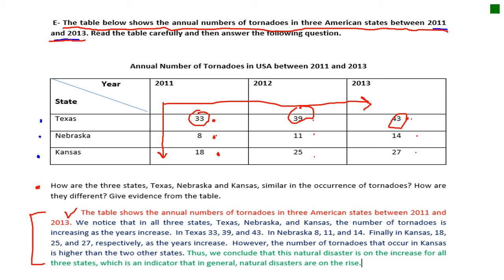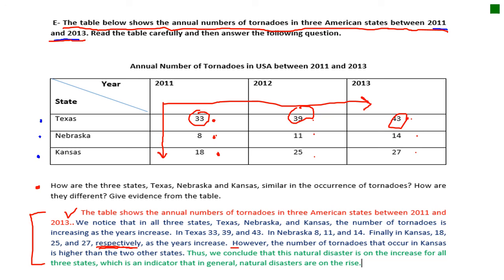So those are 2 things that we've reached. Let's come back to our answer. We noticed that in all 3 states, Texas, Nebraska, and Kansas, the number of tornadoes is increasing as the years increase. Please write numbers. This is an analysis. In Texas, 33, 39, 43. In Nebraska, 8, 11, and 14. Finally, in Kansas, 18, 25, and 27, respectively. You took respectively in math. It means consecutively, after each other, in order.